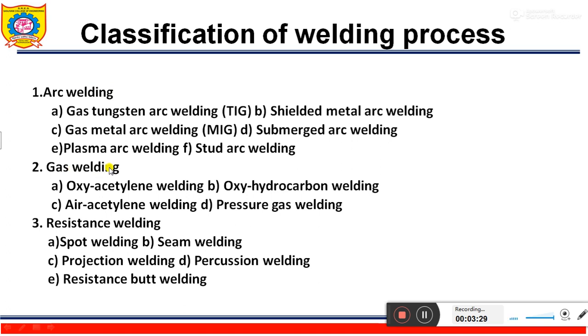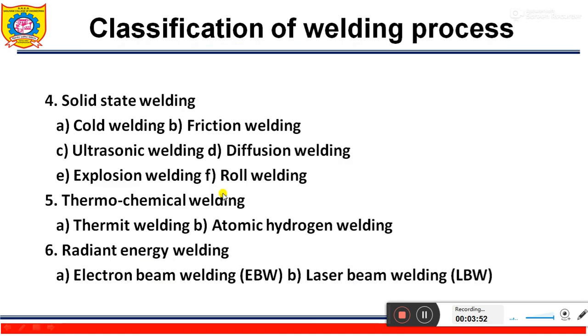Gas welding is classified into oxyacetylene welding, oxyhydrogen welding, air acetylene welding, and pressure gas welding. This is related to gas. And third is resistance welding: spot welding, seam welding, projection welding, percussion welding, and precision welding. So this is the classification of the welding process.